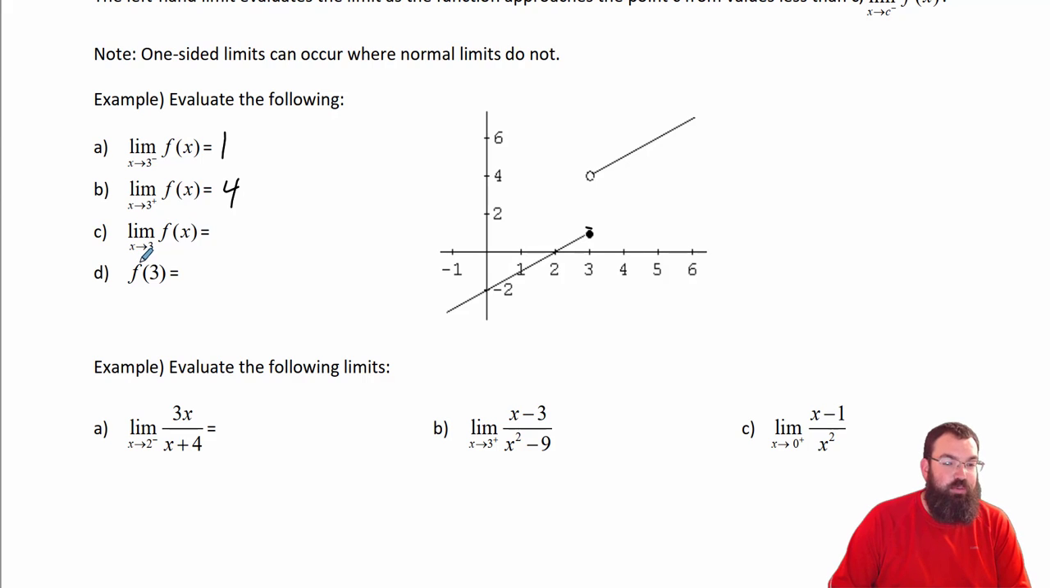The limit of f of x as x approaches 3 from both sides: because these sides are not the same, the limit does not exist. And f of 3 is just 1. That's where the dot is. Okay, let's evaluate the following limits on the bottom.